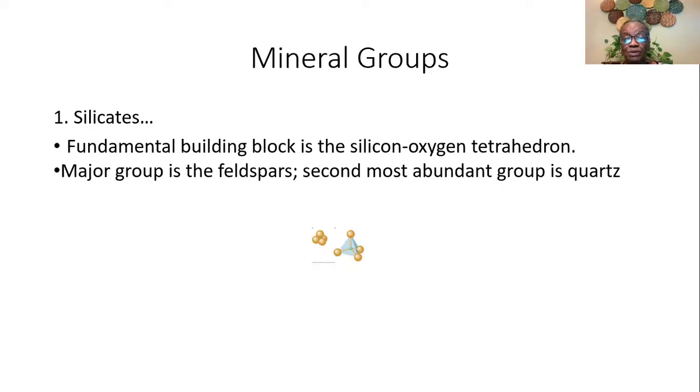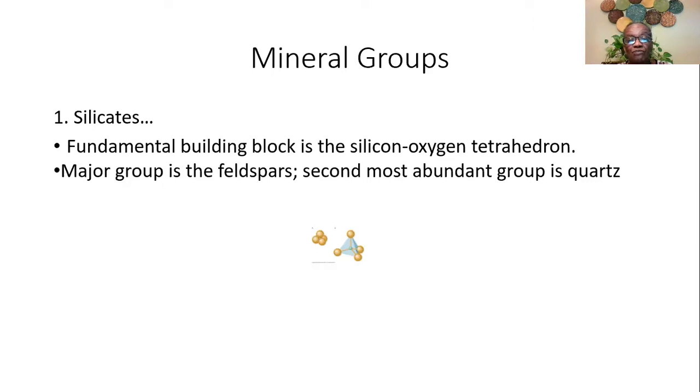And the first mineral group that we're going to talk about will be silicates. The building blocks of minerals that are silicates is a silicon oxygen tetrahedron. Fancy words, but if you see this little diagram down here, tetra means 4. So it is 1 silicon surrounded by 4 oxygens. That's why we call it the silicon oxygen tetrahedron.